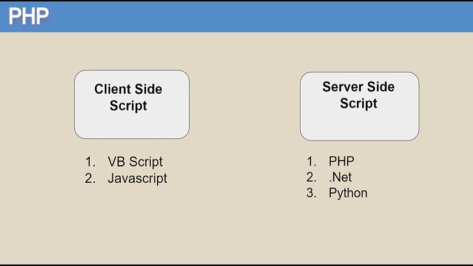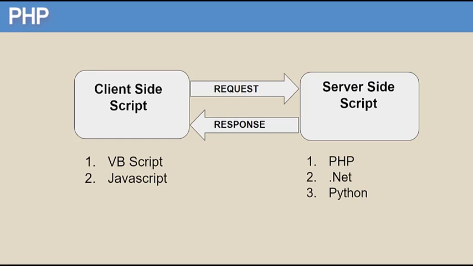Now let's understand how the client-side script and server-side scripts handle request and response. Very firstly, when someone browses something, the request goes to the server side. The server will take the request, process the request, and give the response to the client. So the client gives a request to the server, the server processes the request and gives the response to the client. This is the scenario in which the client and server side handle.